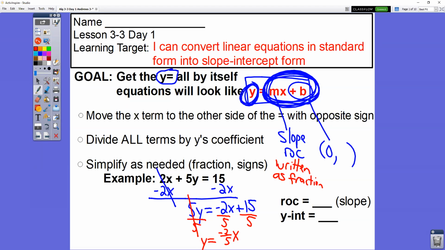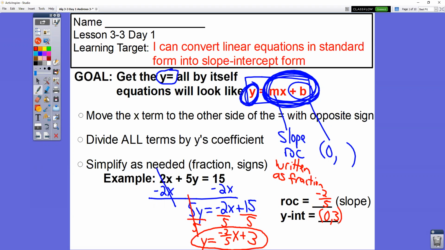Now, your y-intercept you do want to divide. 15 divided by 5 is 3. It's a positive 3, so I'm going to write +3. So we have now the equation y equals -2/5 x plus 3. Your rate of change, or your slope, is the number in front of the x. So that is -2/5. Your y-intercepts are always written 0, comma, whatever your plus or minus is. So in this case, it's going to be 0, comma 3.